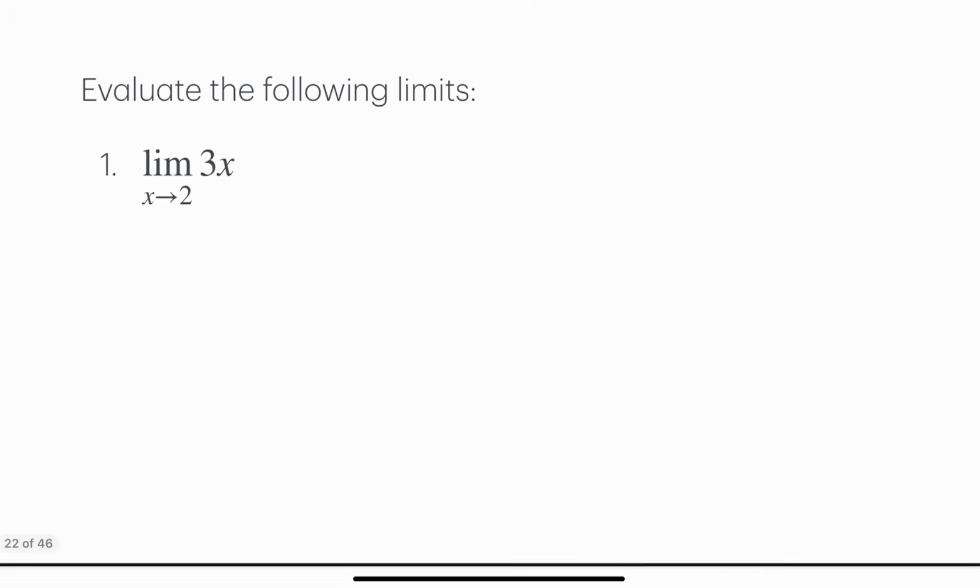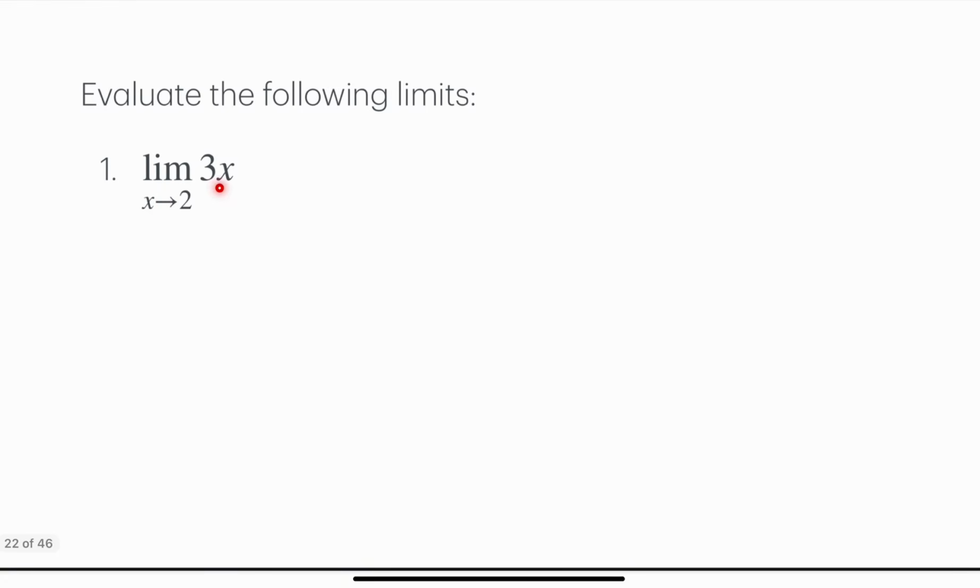So for example, number 1, we are to evaluate the limit of 3x as x approaches 2. To use the laws of limits, because we have a constant here, we can just put it before the limit. So we write 3 times the limit of x as x approaches 2. And because this is just x, this is just equal to a itself. So 3 times 2 is equal to 6.